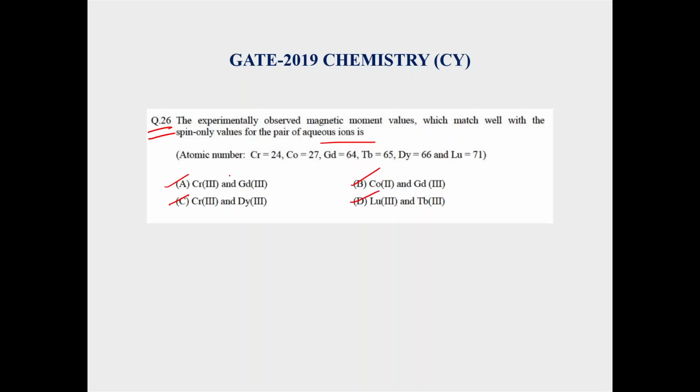So here in the options we can see that transition metals and lanthanides are given. Right?